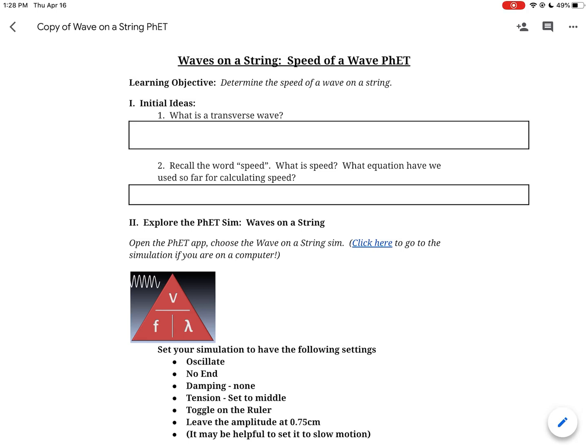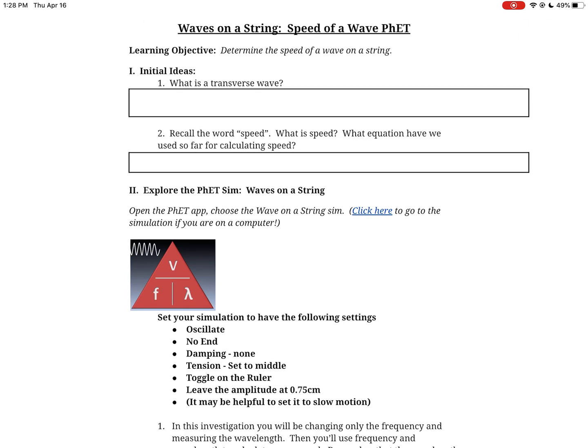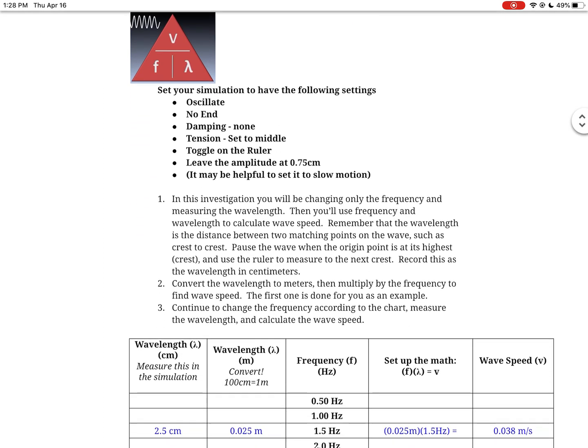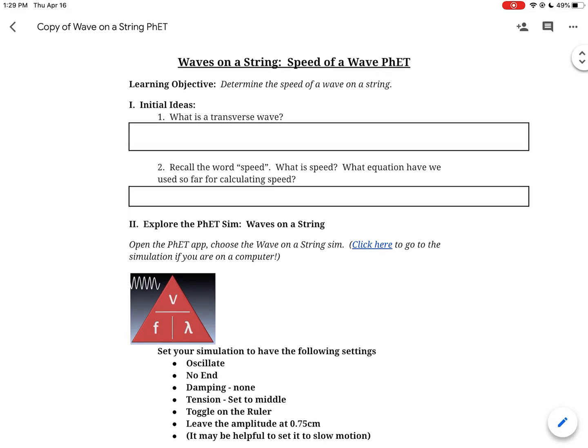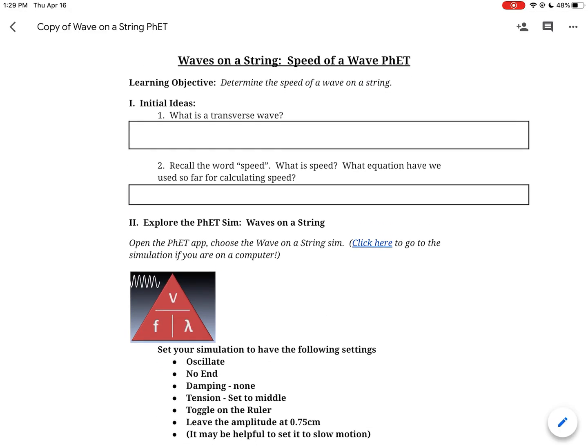You are working on the Wave on a String PhET. I believe that the worksheet itself that steps you through should have pretty good instructions and information and help about how you do that, but I'm also going to walk you through that on this. So this is the worksheet that goes with it, so you'll answer those questions at the beginning.